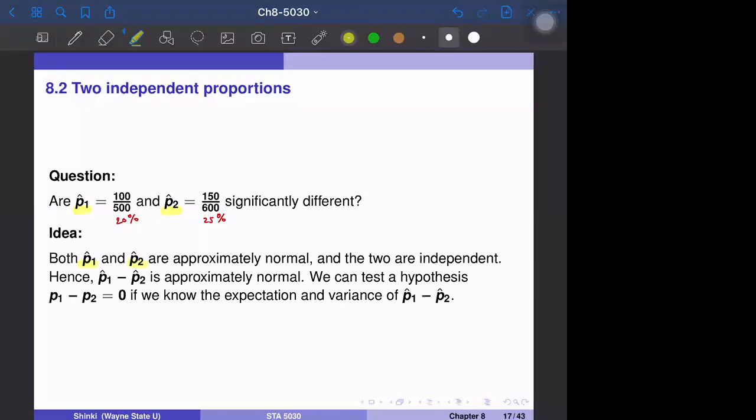So both p1 hat and p2 hat are approximately normal. This is the same as the previous section. And the two are independent, so we assume that p1 hat and p2 hat are from different populations. So p1 hat minus p2 hat is approximately normal. If two random variables are normal and independent, then generally speaking a linear combination of these two is again approximately normal. So we can test the hypothesis p1 minus p2 equals 0, or p1 equals p2, if we know the expectation and the variance of this quantity, because we know the shape of the distribution, that is normal.